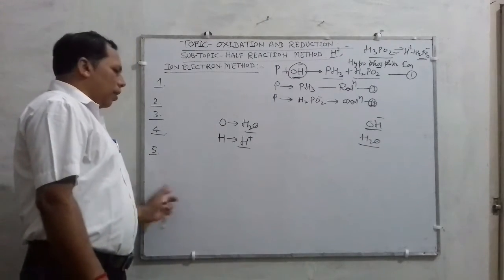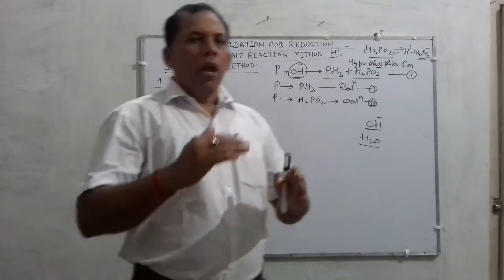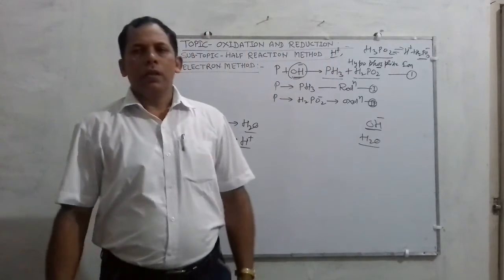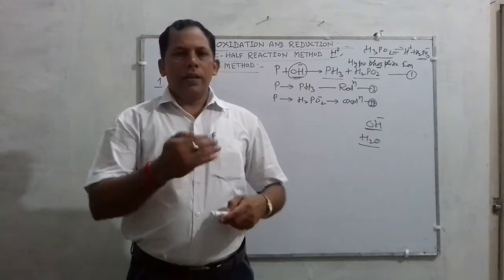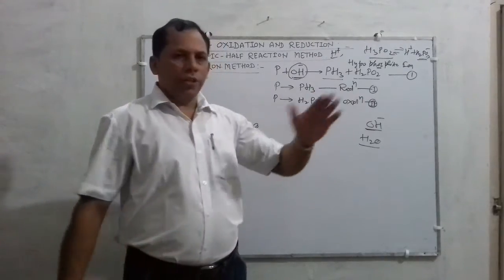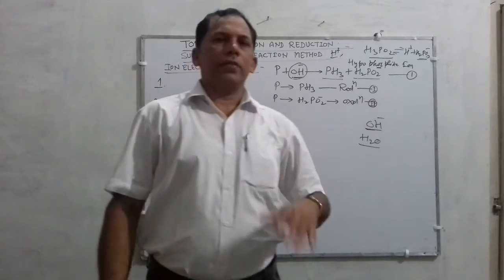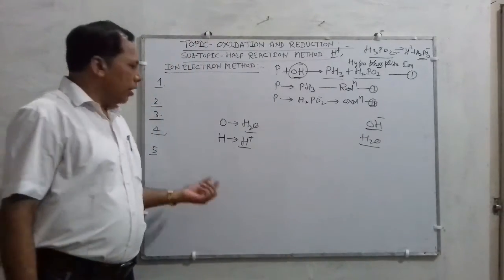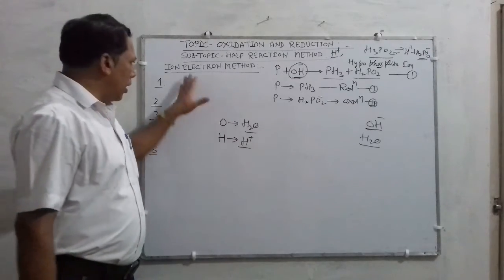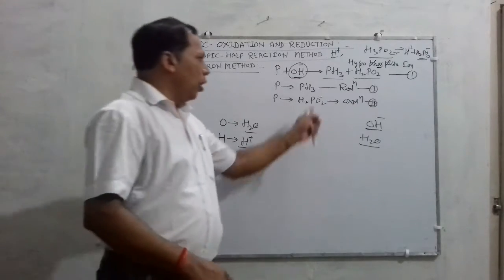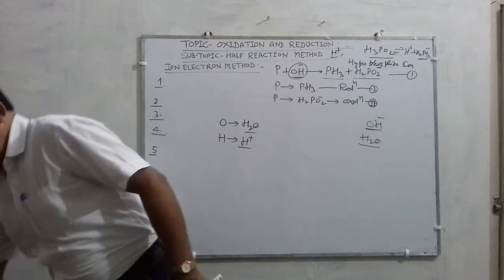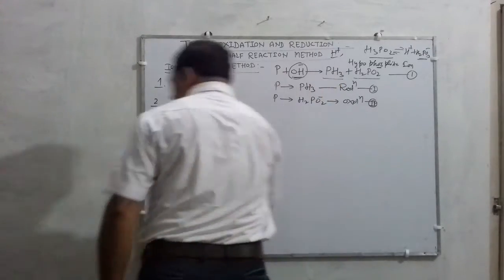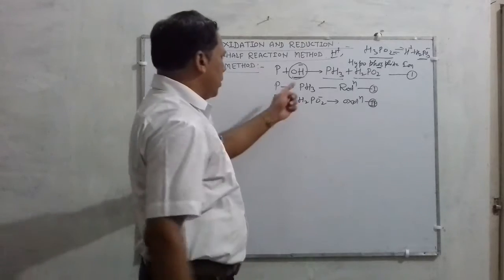The sixth and last rule states that after balancing these two half reactions, they are added. By adding these balanced half reactions, we get a balanced chemical reaction. I am going to explain that method with this very given example. Listen and see, children, how simply this will be solved.